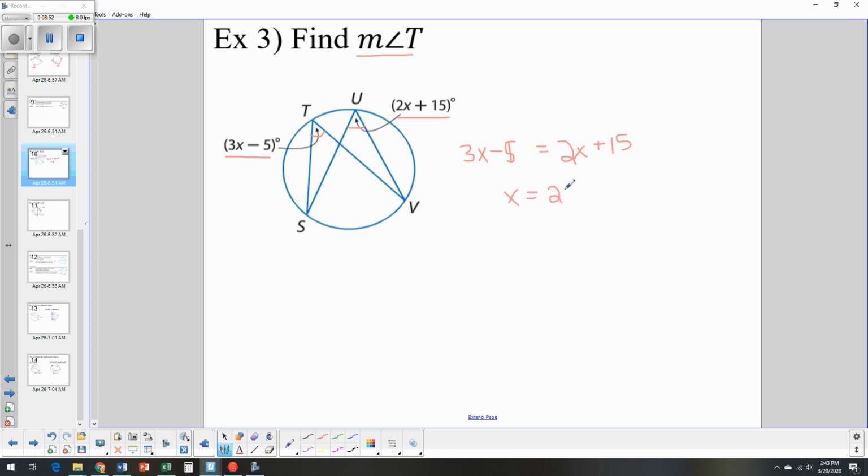All right, we get x is 20, which is great, but that's not what we want. Remember, we're going back and finding the measure of angle T. So I'm going to plug it back in here. So we have 3 times 20 minus 5. So it's 60 minus 5, or 55. So the measure of angle T is 55 degrees. All right.